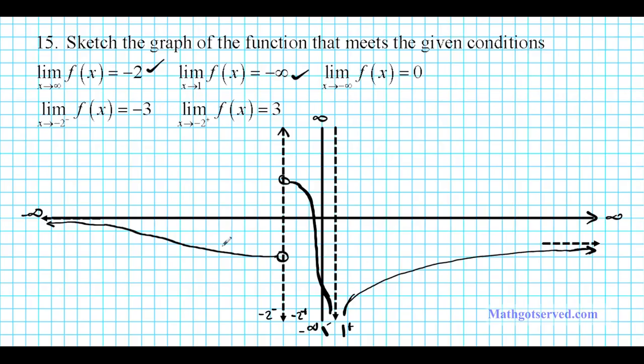So we have -2 from the left, check. -2 from the right, check. X approaching -infinity, check. All the components have been accounted for, and then we're good.